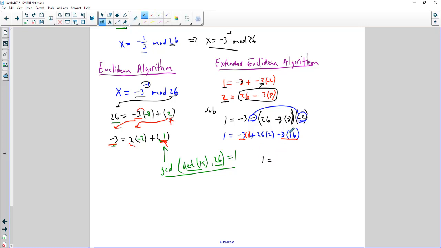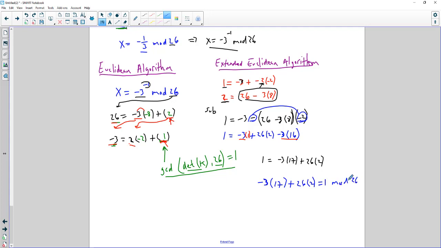Is 1 is equal to, if I have 16 negative 3's and 1 more, this is going to be negative 3 times 17 this time, and then plus 26 times 2. Okay, so really what I have here is negative 3, remember this is all mod 26, so this is negative 3 times 17 plus 26 times 2 equals 1 mod 26. This is all mod 26. So this is equal to 1 mod 26.